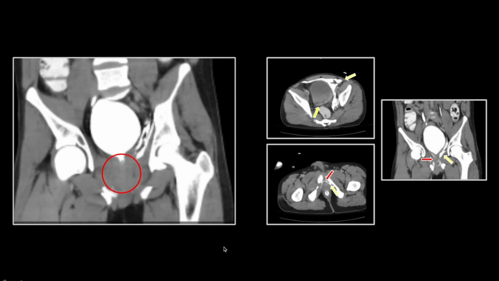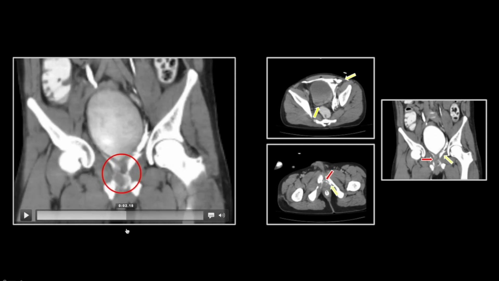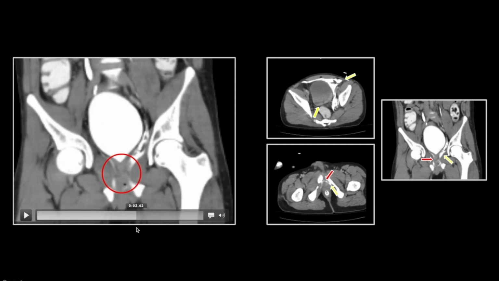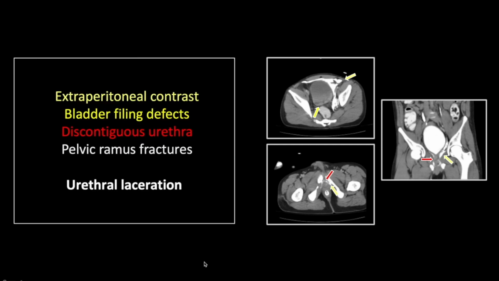And there it is on the coronal, a nice view of the transverse defect through it, kinking of the normally straight urethra there. So that is a case of a urethral laceration.